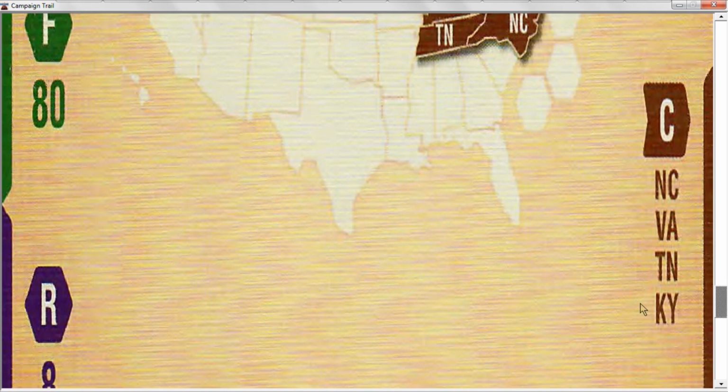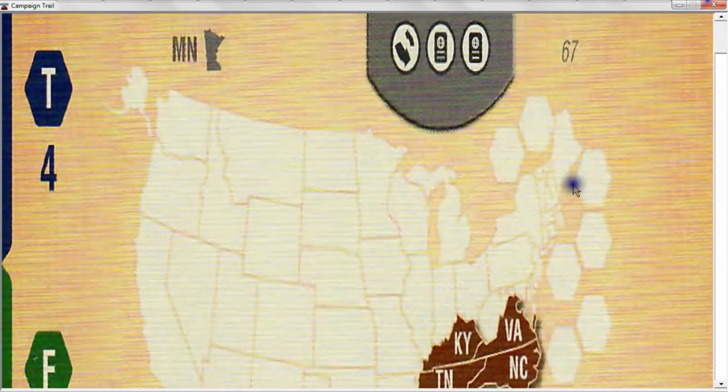If you recall, my special ability was that when I take an advertise or a campaign or politic action, I would get to place a voter in the card's reference state. Again, the reference state showing along the top edge over here on the left. So in this case, I'd get a bonus voter placed in Minnesota.